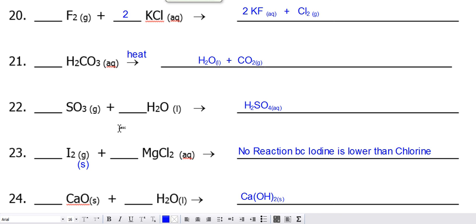There you go, ladies and gentlemen. That is your review sheet. You need a periodic table. You do not need a calculator on the test. So put everything away. Good luck.